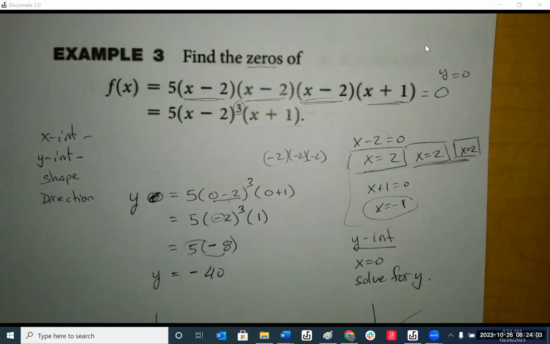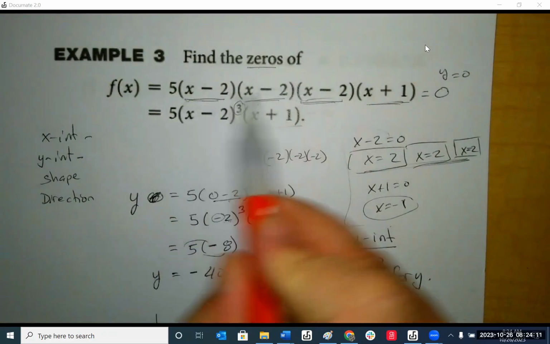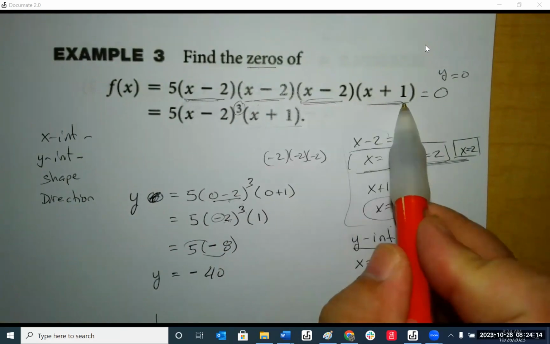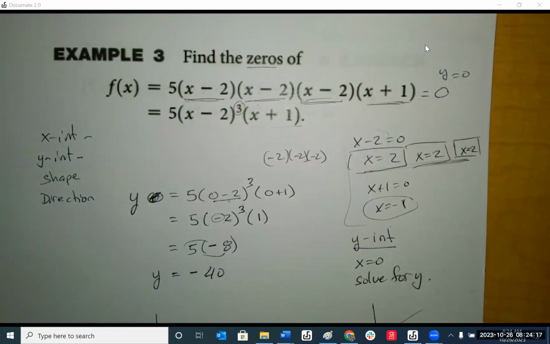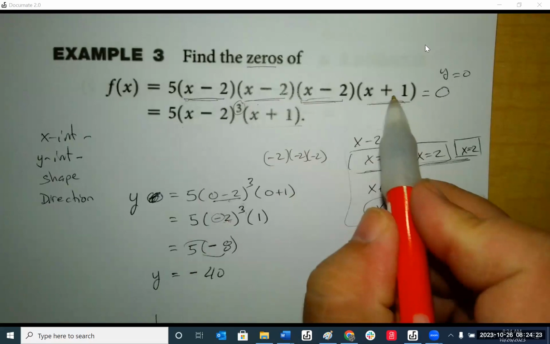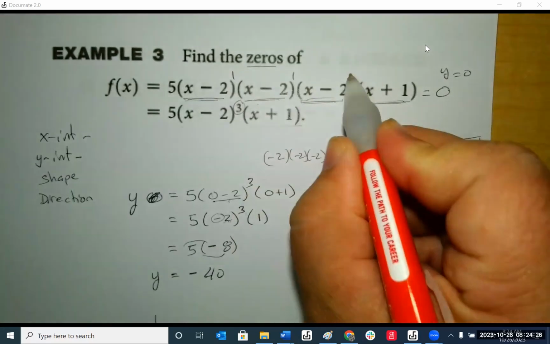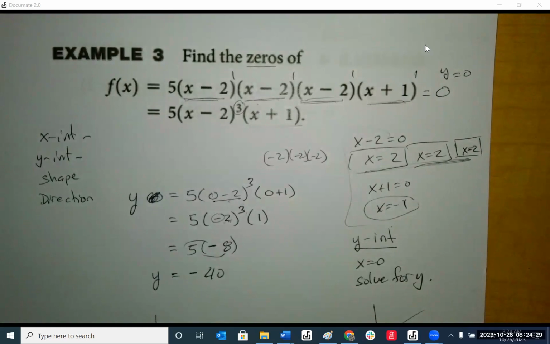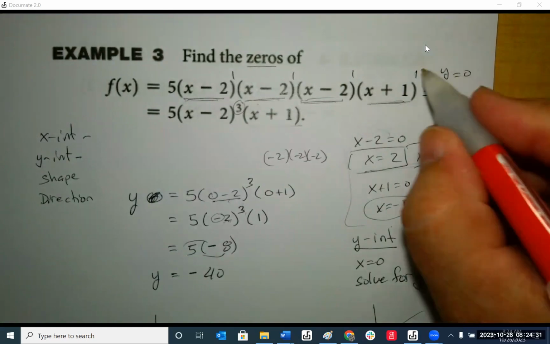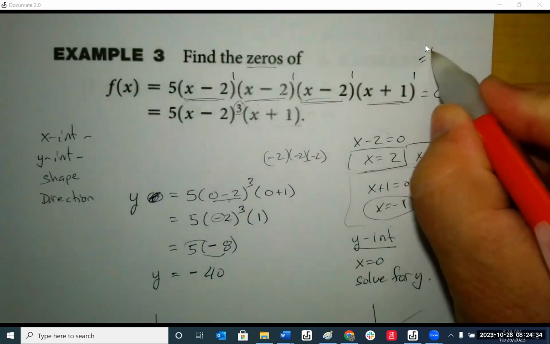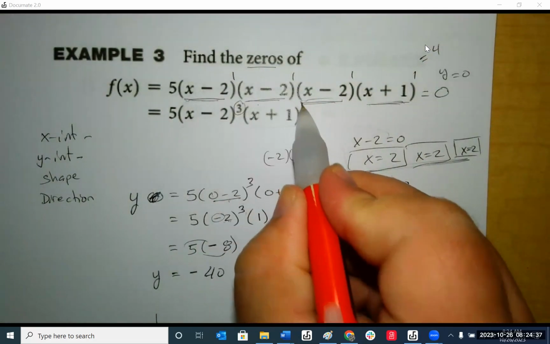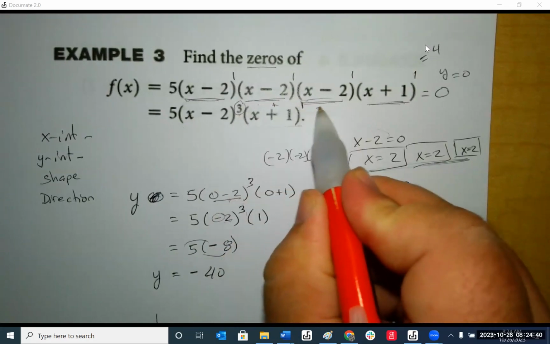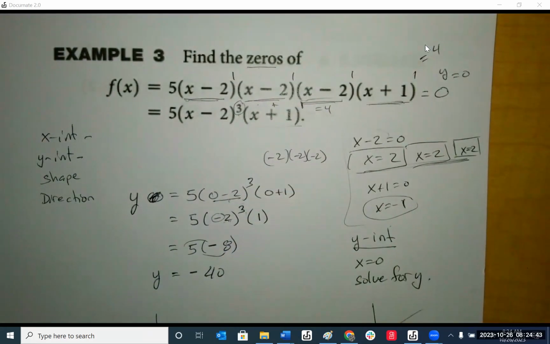The degree is the largest exponent, right? The largest exponent tells you how many solutions you're going to have. So we have how many solutions here? 1, 2, 3, 4. So our degree is 4. Another way you could do that is once you're in factored form, add the exponents of those factors. 1 plus 1 plus 1 plus 1 equals 4. Or on the bottom here, we have 3 plus 1 equals 4. So our degree is 4.